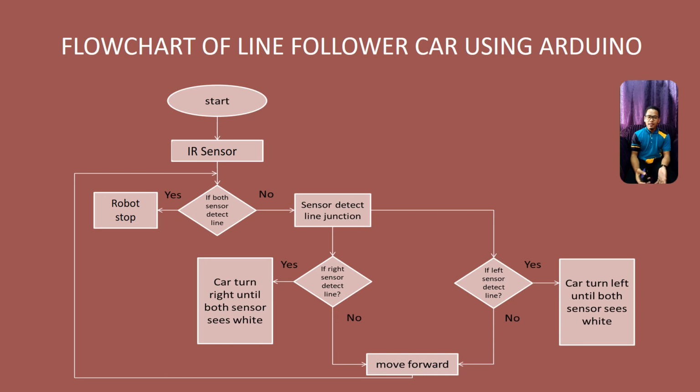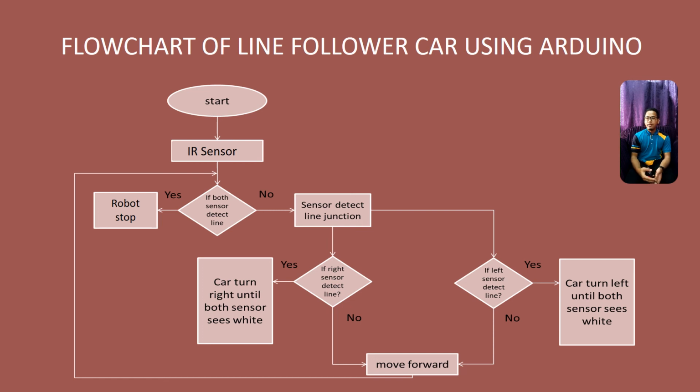Then the IR sensor will detect the line. If both sensors detect the line, yes, automatically the robot will stop moving. If no, the sensor detects the line junction. If the right sensor detects the line, yes, the car will turn to the right side. If no, the car will move forward.